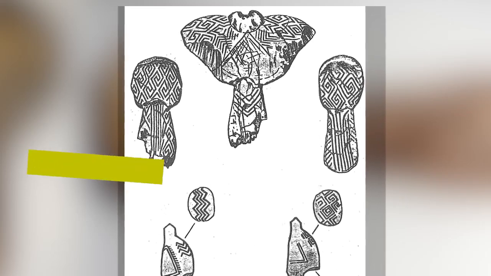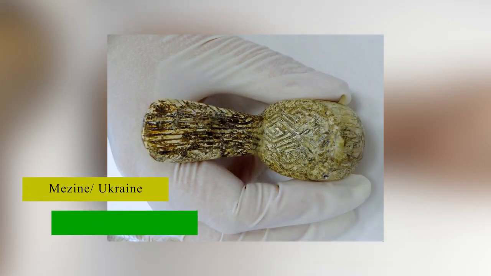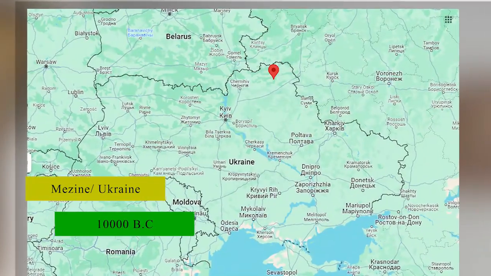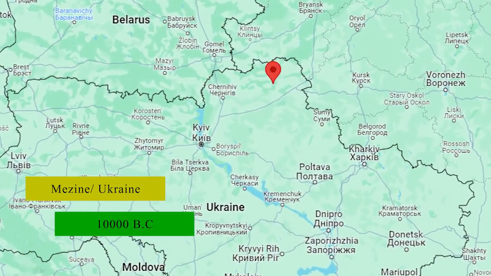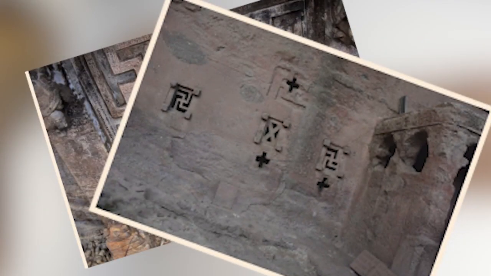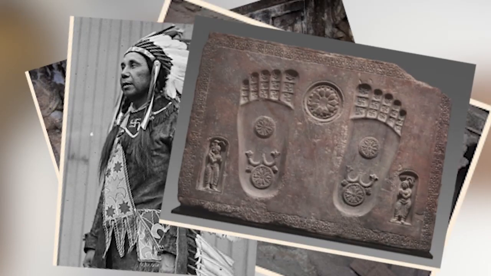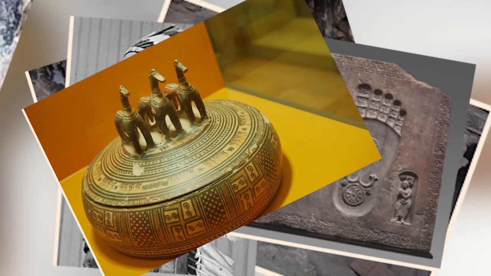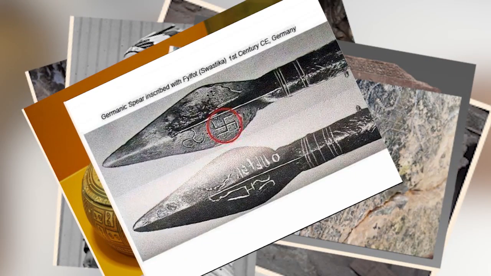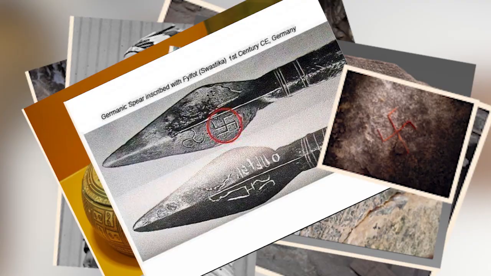The first ones we found date back to 10,000 BC near Ukraine. Overall, we find it throughout history in India, Africa, among Native Americans, Buddhists, in ancient Greece, Iran, among the Germans, in Iceland and elsewhere. In fact, we find it absolutely everywhere. But why?